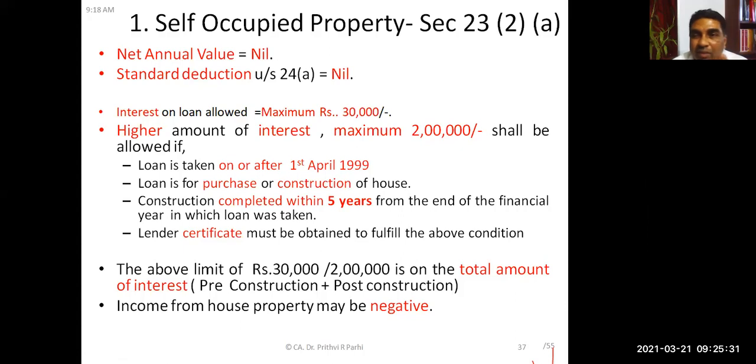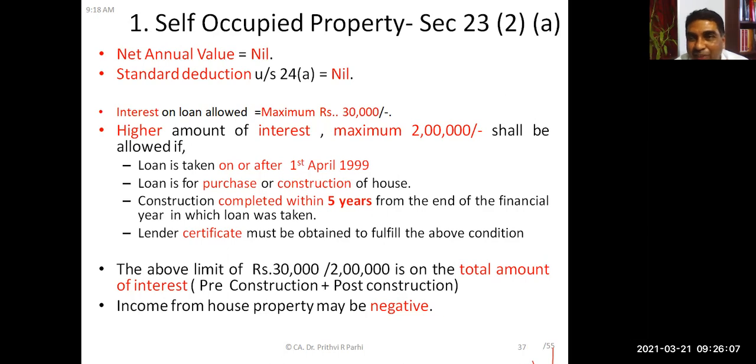Now, we are also talking about how a self-occupied house has got some benefit. First, the net annual value, or NAV, shall be treated as nil. What is NAV? Net annual value is gross annual value minus municipality taxes. Here we are talking about NAV being nil, so straightaway you can arrive at net annual value as nil.